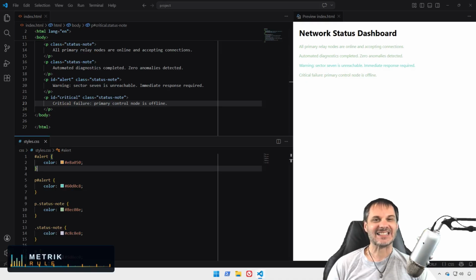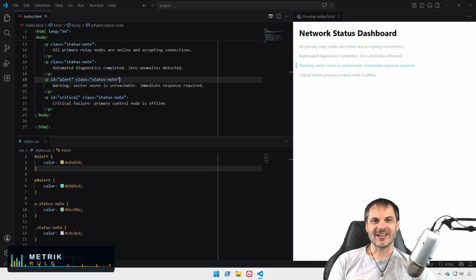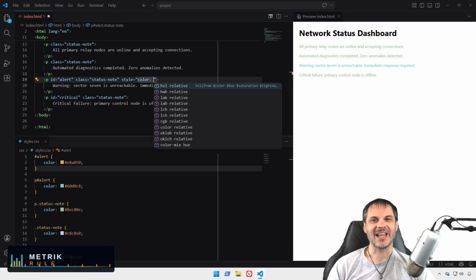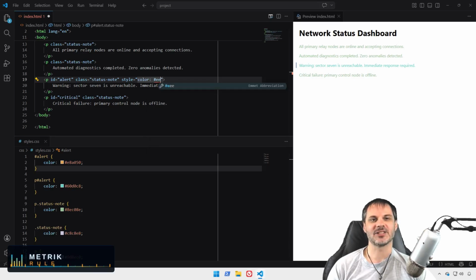The inline style. Wait, I thought ID was the top of the scoring system. ID is the top of the selector system. An inline style is not a selector at all. It is written directly on the element in the HTML with the style attribute. The browser treats it as having a higher specificity than any selector you could write in a style sheet. So the selector system and the attribute are in different categories.